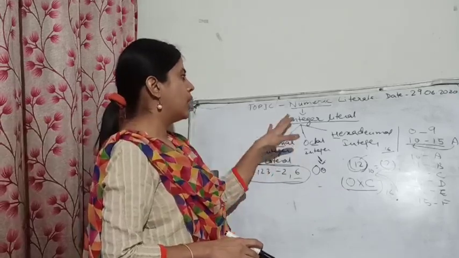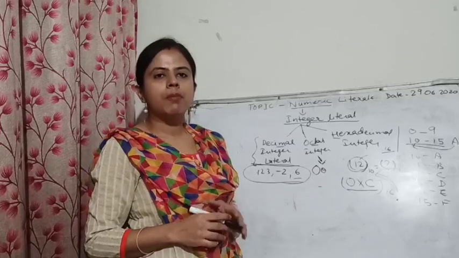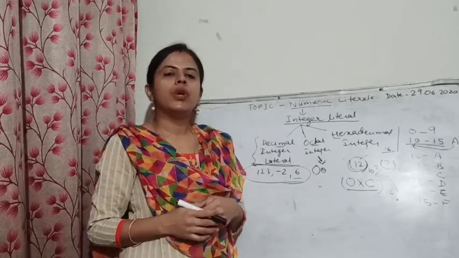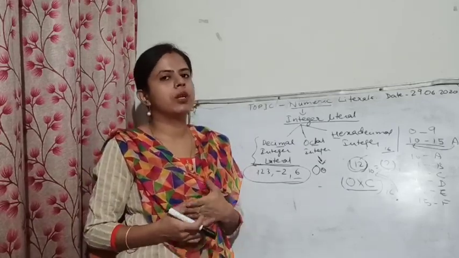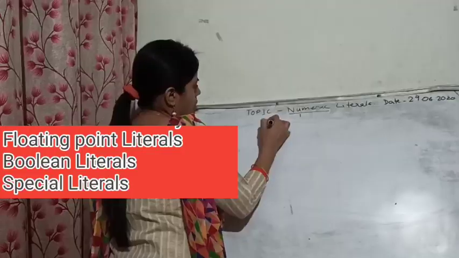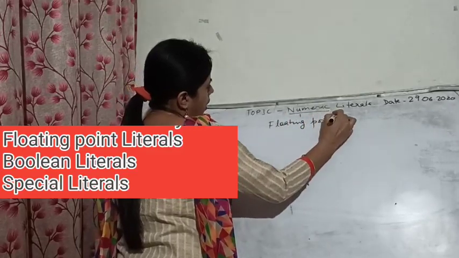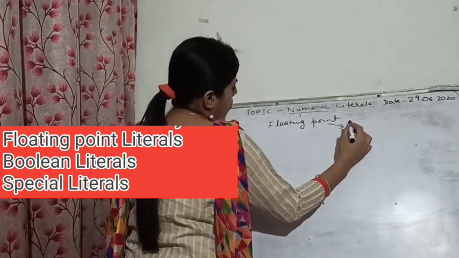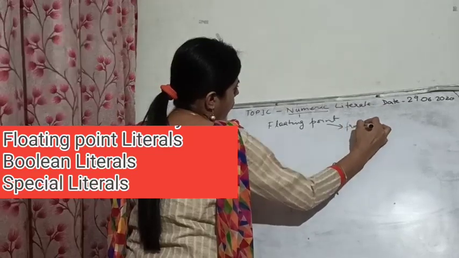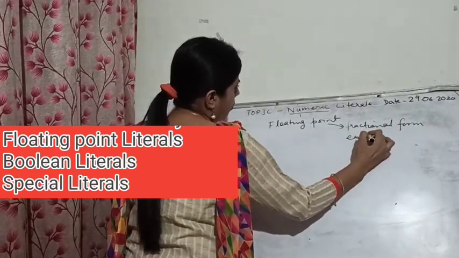Now moving further, the second part of numerical literal is floating point literal. It means the literal, the number which has a fractional part, is called a floating type literal. Now let's see that. Floating point literal is further divided into two parts. First is fractional form and then exponent form.